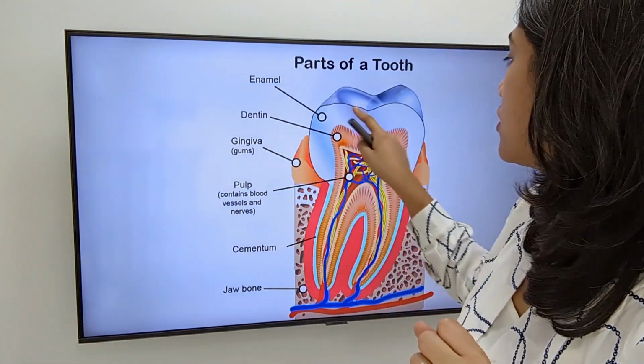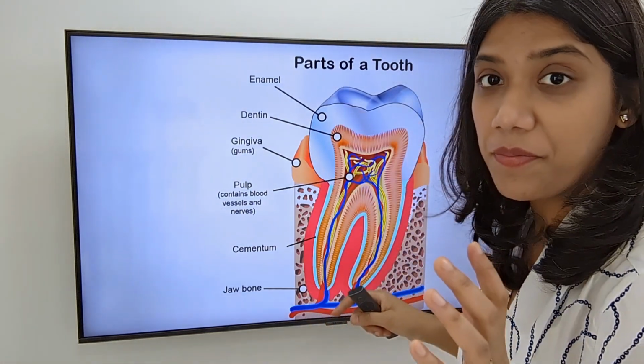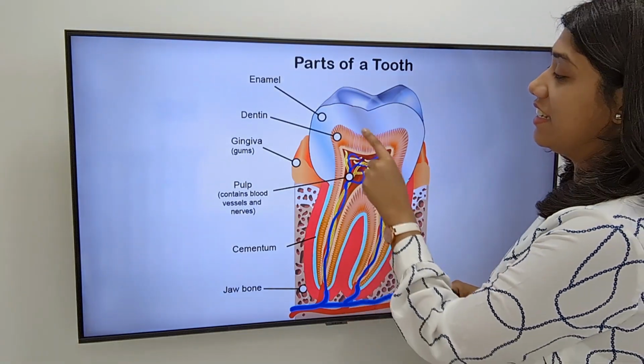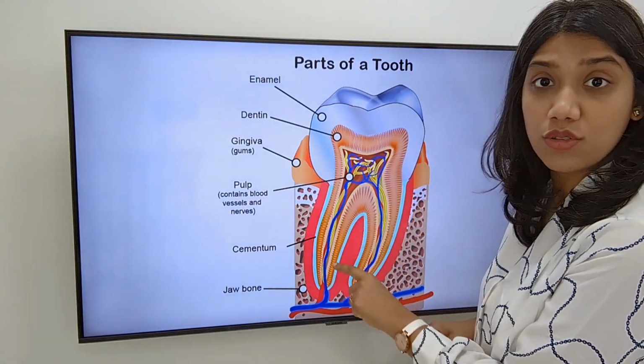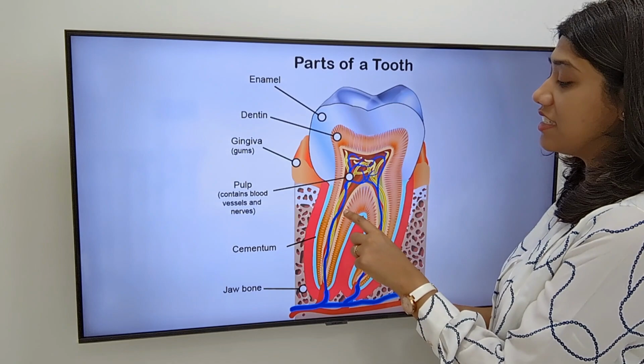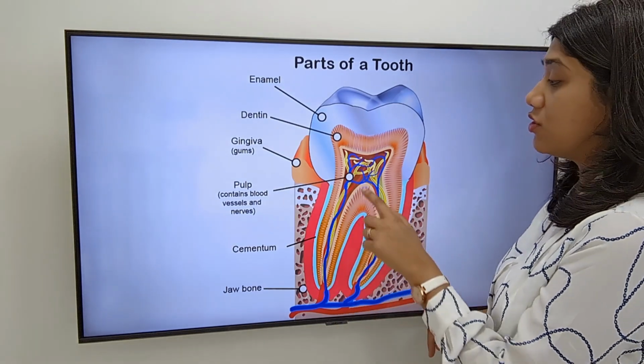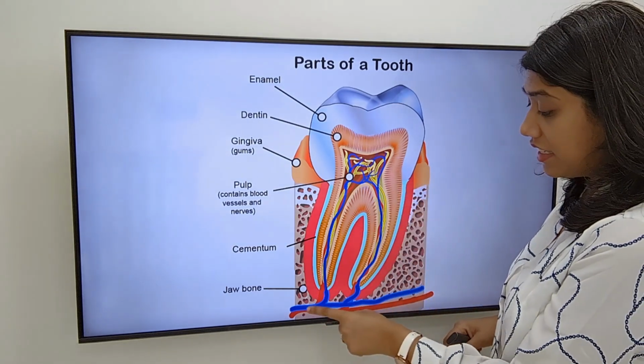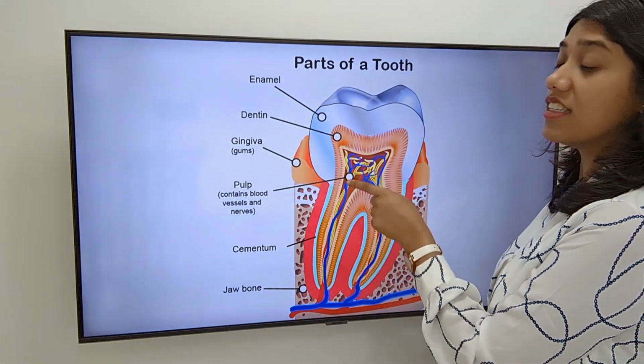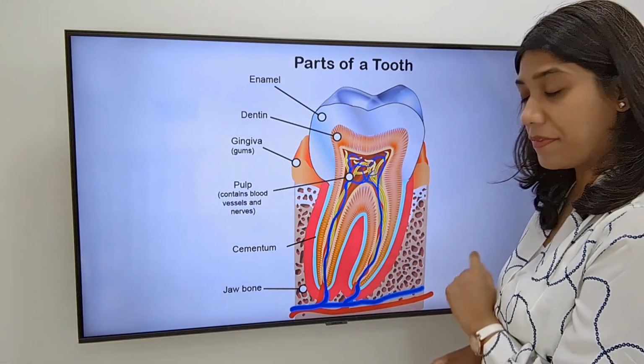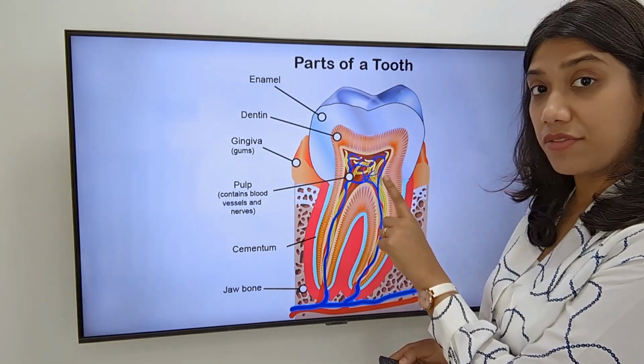So the outermost layer is called the enamel. The second layer is dentine, which is present all around the tooth. And the third layer is the pulp. The pulp consists of nerves and blood vessels. These nerves and blood vessels enter the teeth from the bone. Alright, and this is what keeps the teeth alive.